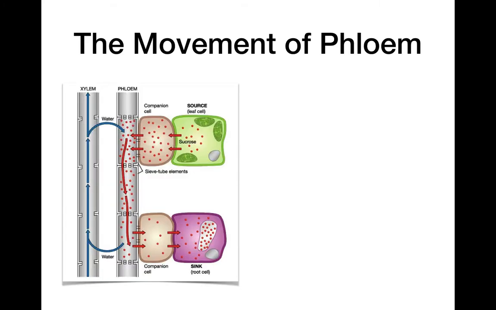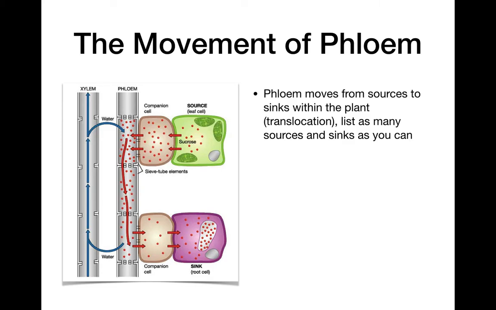Okay, so let's talk about how this movement actually happens. The most basic thing about phloem is that it moves from the source to the sink. And this process of moving from the source to the sink is called translocation.